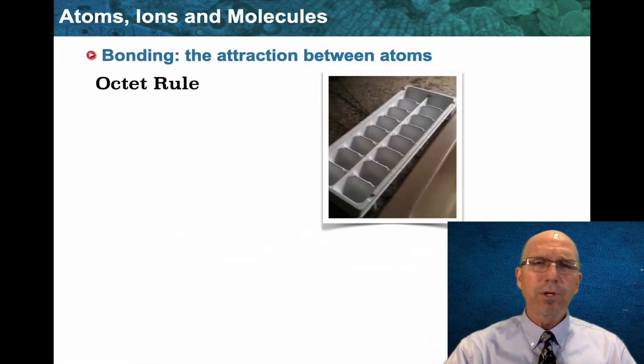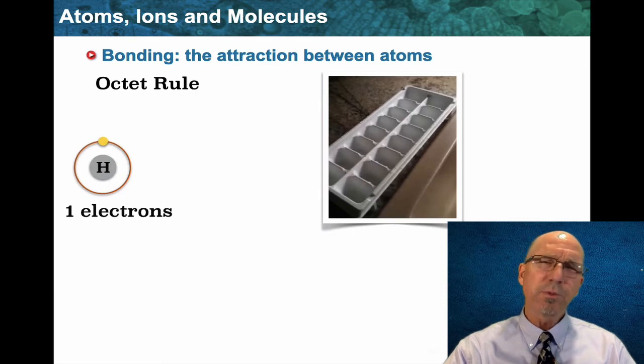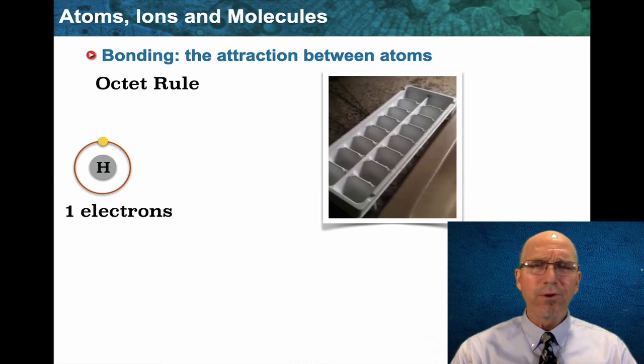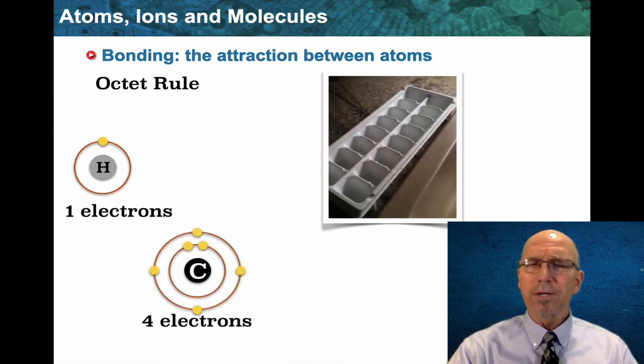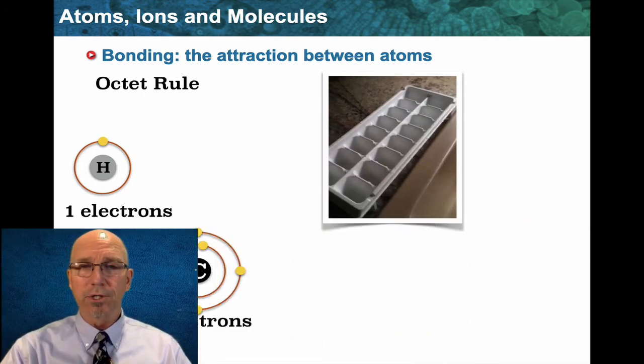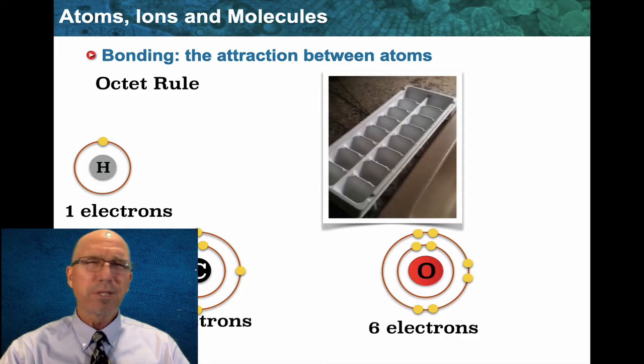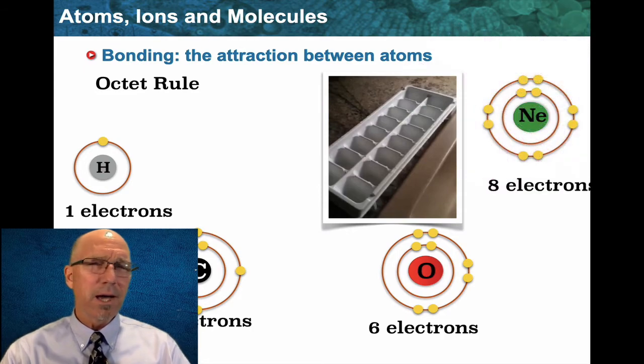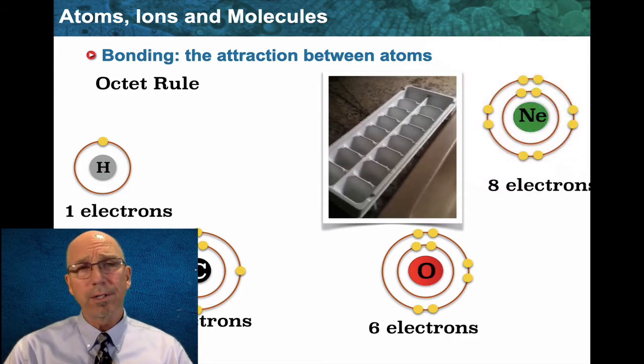Now, we're going to talk about bonding here quickly, and it's all based on the octet rule, with the exception of hydrogen. So we'll start with hydrogen. Hydrogen doesn't have room for 8 electrons. It only has room for 2. Carbon, on the other hand, has room for 4 more. It has 2 in its inner energy level, and 4 in its valence shell. Valence is the outer shell. Oxygen is missing a couple, and neon, if you remember, neon's all the way to the right of the periodic table, and it has 8 electrons.